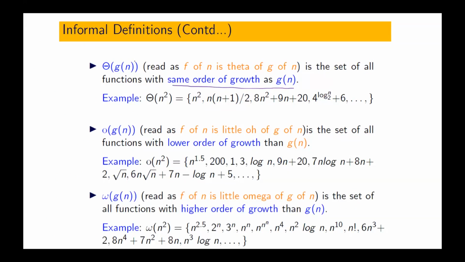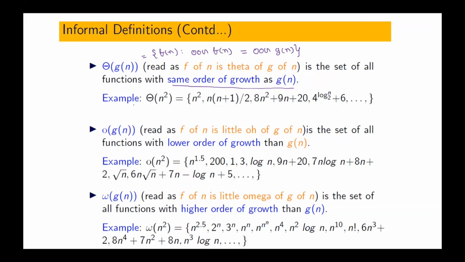Is that clear? That means theta of g of n is the set of all functions, say f of n, such that the order of growth of f of n is the same as the order of growth of g of n. We know what order of growth is. Once we know it, these notations are very simple. If we don't know what order of growth is, then this will be very confusing.